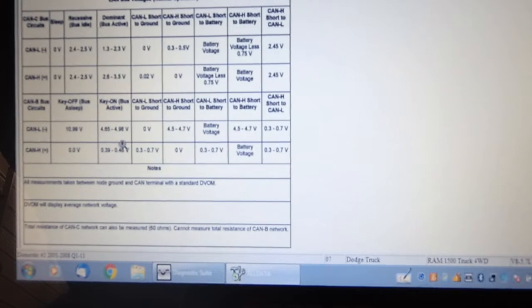So we are going to replace the TIPM in this thing this morning and go through the process of configuring it. I believe it's plug and play. It's a Dorman part. We're going to find out what's involved. And we're going to also repair that terminal that was broken off of the connector on the, I think it was the CAN L wire.